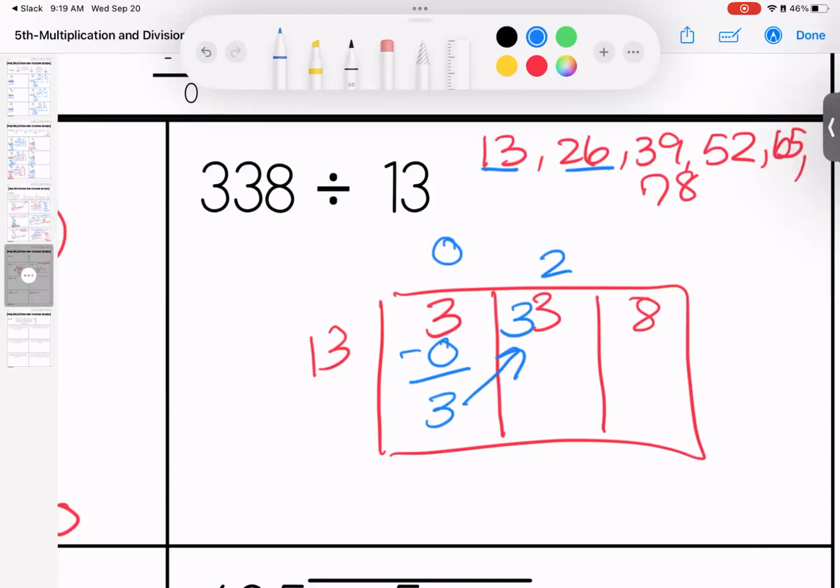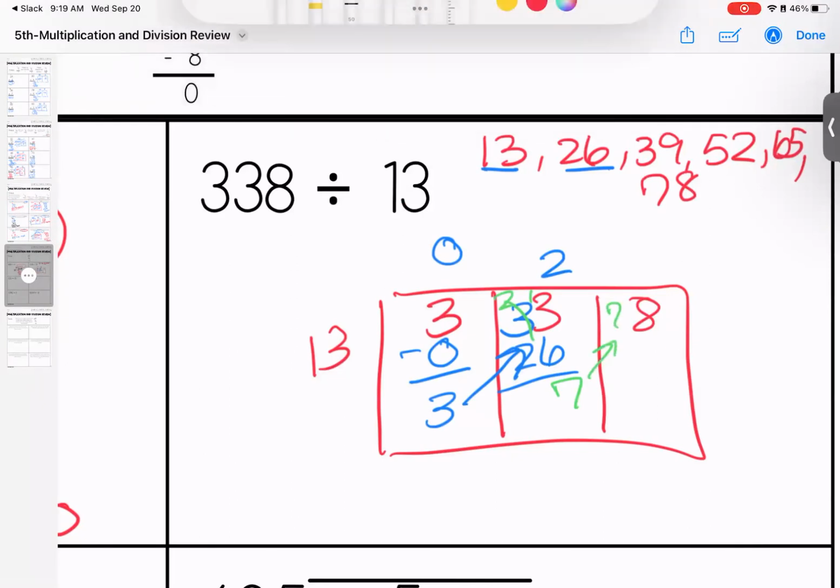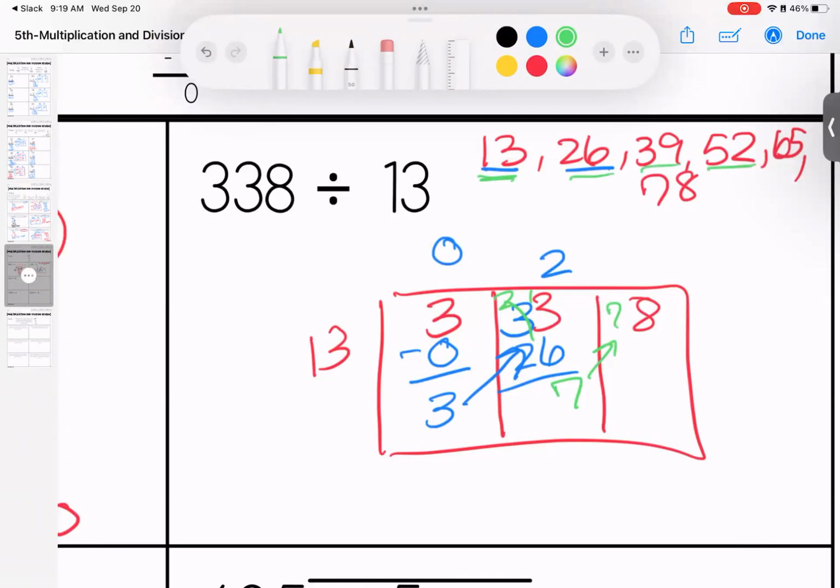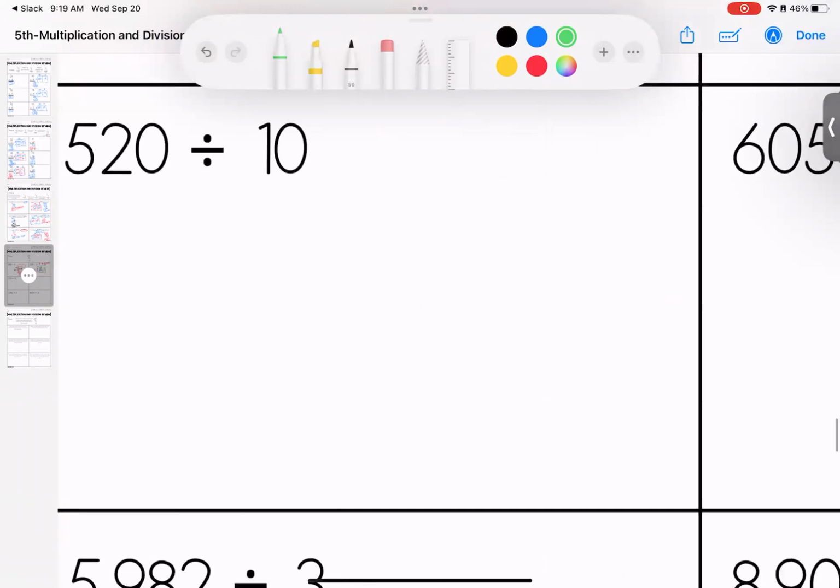2, 1, 2. I'm taking out 26 pieces. And let me change my color so you can see. When I borrow, 13 minus 6 is 7. 2 minus nothing is 2. Bring my 7. How many groups of 13 can I take out of 78? 1, 2, 3, 4, 5, 6. Gives me 78 on the nose. Nothing left. My answer is 26.